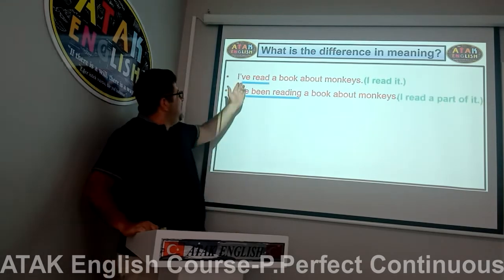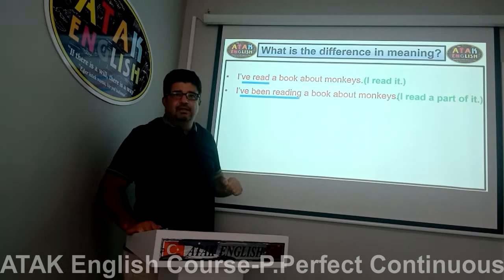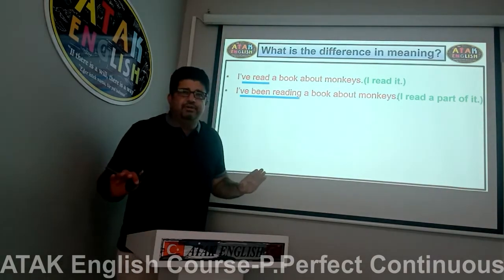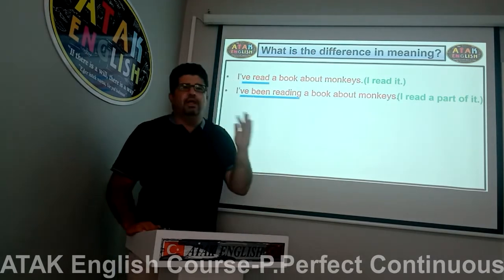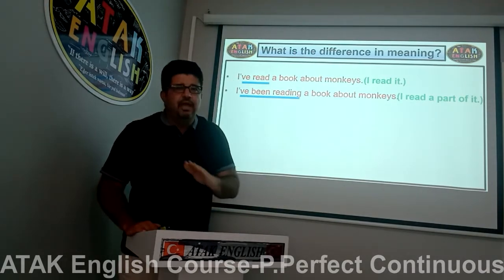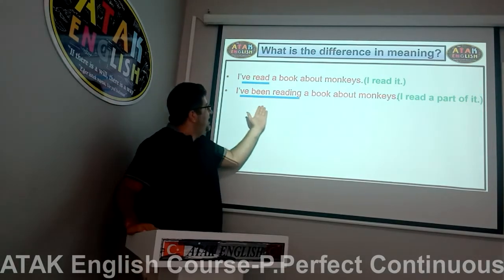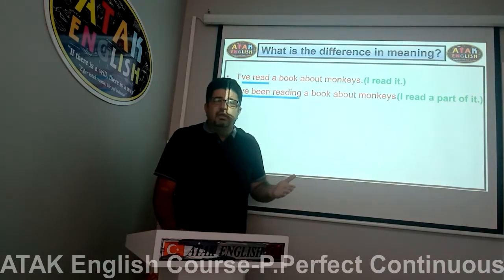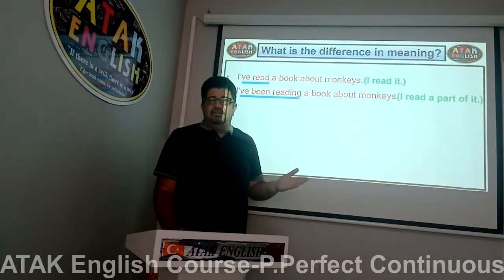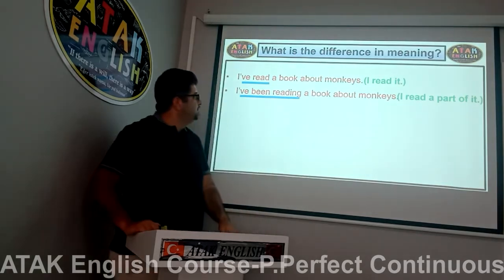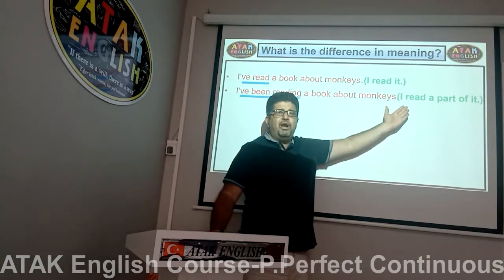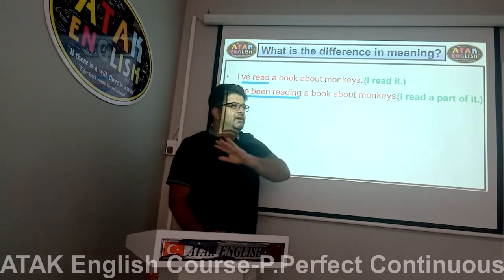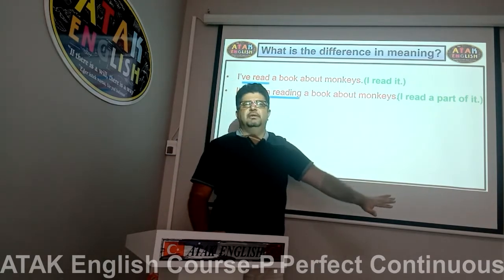There you go. I have read a book about monkeys means I read it. The action is over. I started from page number 1 until page 136, and it's over. But what about I've been reading a book about monkeys? The action is still going on. I haven't finished reading it yet. So I read a part of it in the second sentence. But in the first sentence, I read it, I finished it, and put it aside.